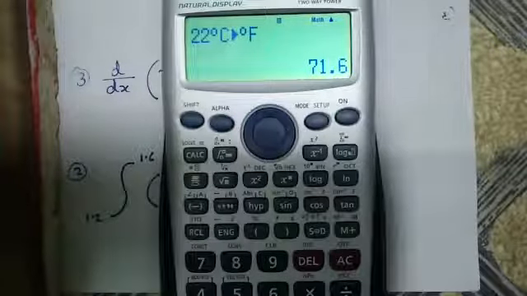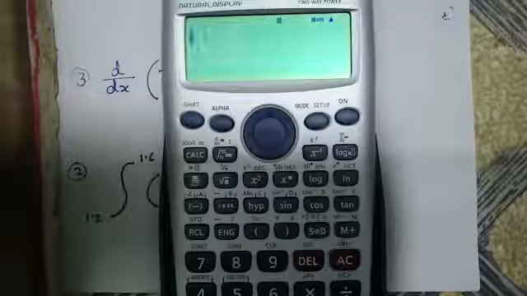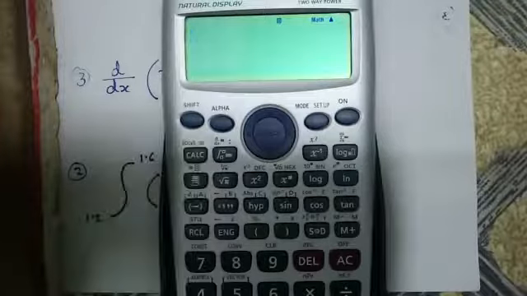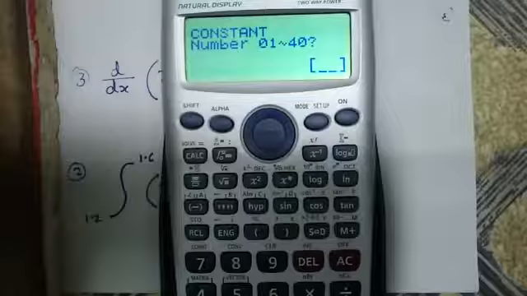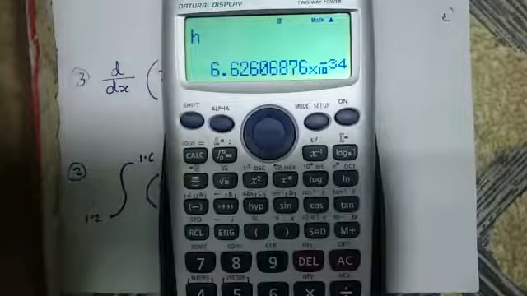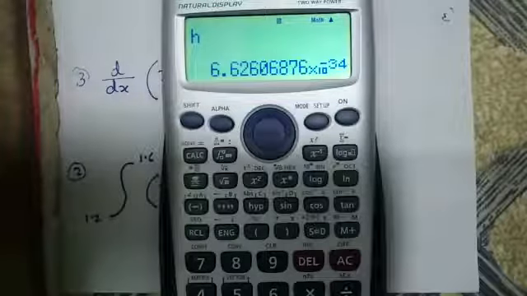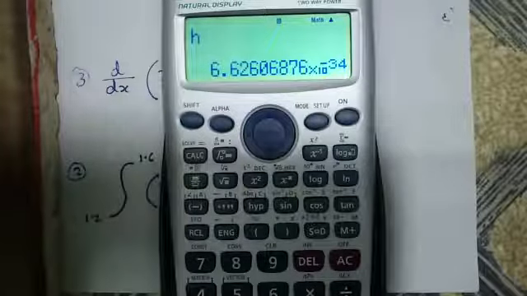12th feature is scientific constants. This calculator stores many scientific constants like pi, Planck constant, and many others. I will use that using shift and 7. I will use the 6th number, that is Planck constant. It is 6.62 into 10 to the power minus 34. Many constants are stored in this calculator. You can find the whole chart at the back side of the calculator.